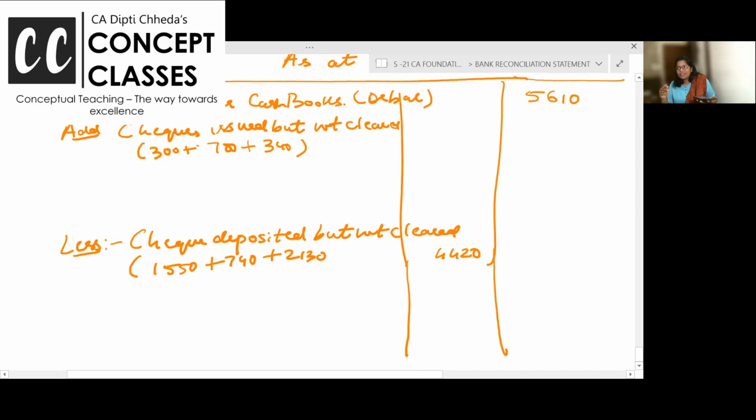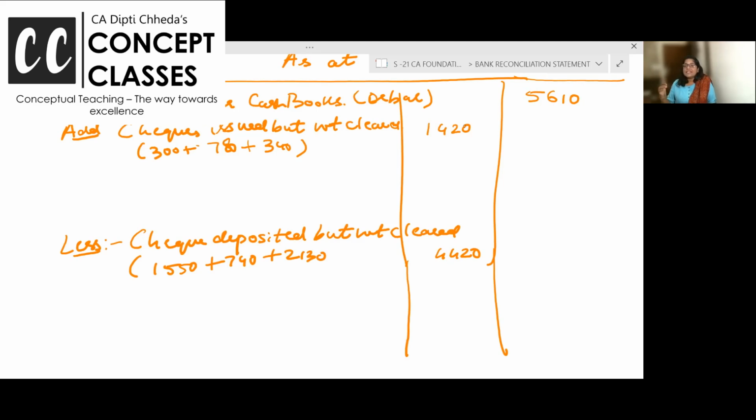While I issued, I credited. Now debit, and it's already debit. So add 300 plus 780 plus 340, 1420. Okay? Right. After this, come to the passbook deposit side.